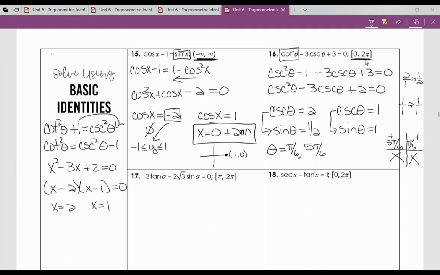Now, keep in mind your interval. I can go from 0 to 2 pi, and I can't go outside of that interval. So these are the only two answers that fall between 0 and 2 pi that have a sine value of 1/2. Now, I need sine equals positive 1.